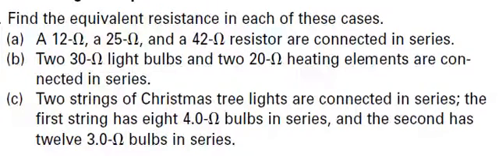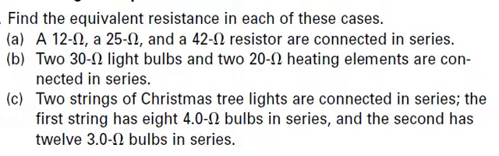So Rs will be equal to 12 plus 25 plus 42. So it will be 79 ohm. Part B, two 30 ohm light bulbs and two 20 ohm heating elements are connected in series.